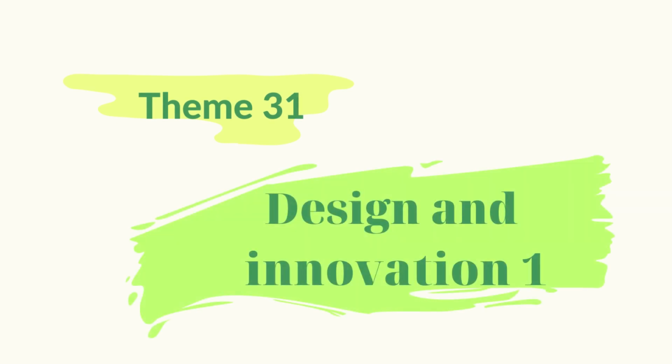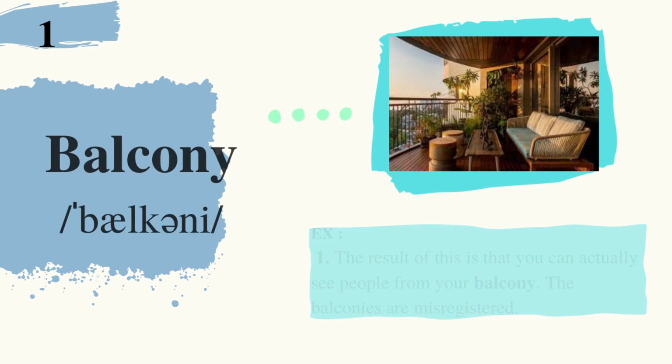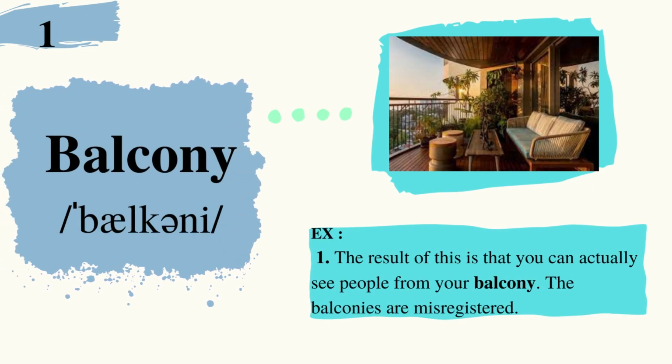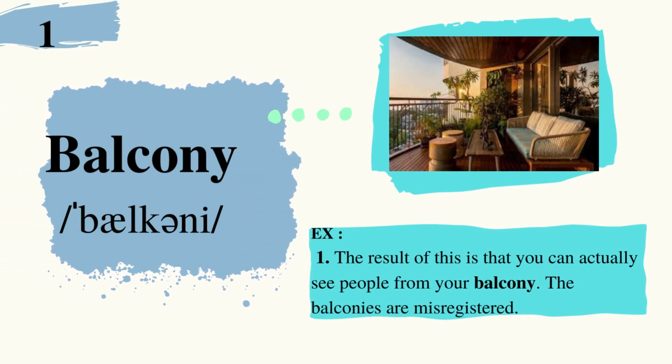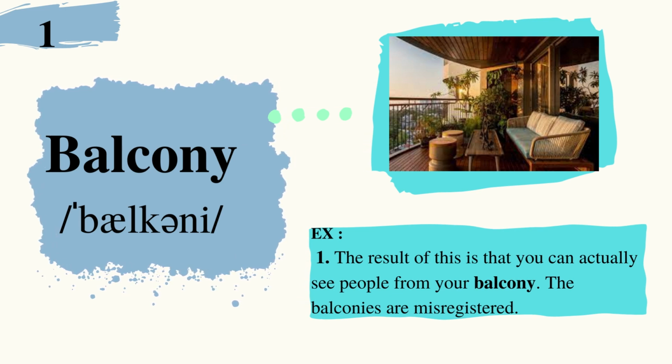Theme 30. Design and Innovation 1. 1. Balcony. Balcony. Example. Result of this is that you can actually see people from your balcony.